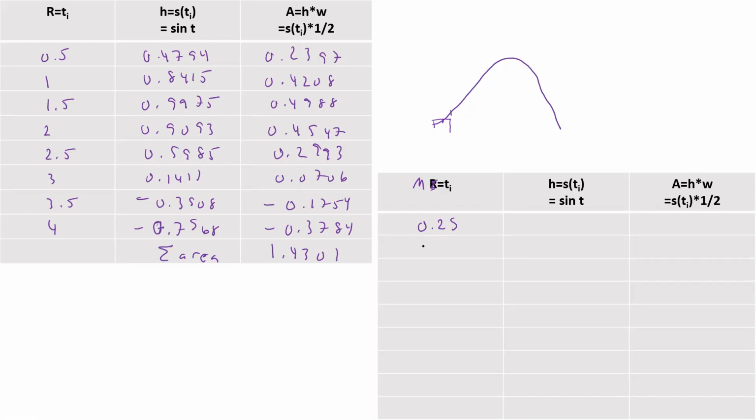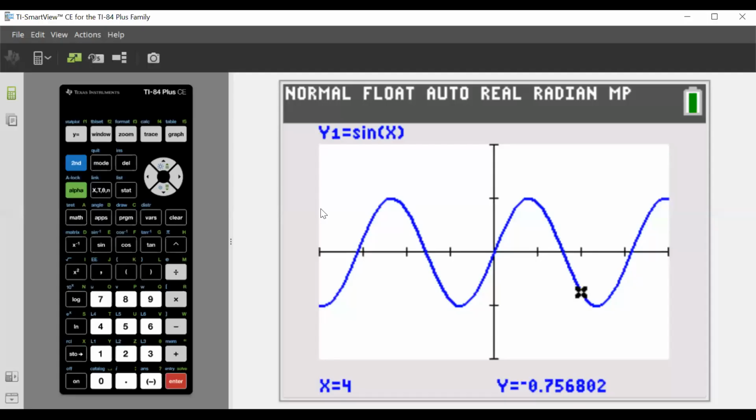Now we go by half, so it's going to be 0.75, and then 1.25, 1.75 again, 2.25, 2.75, 3.25, and our last one will be 3.75. Okay, so that'll get us all the way to the one where it's close to that 4. Now we actually have to go get our values for these.